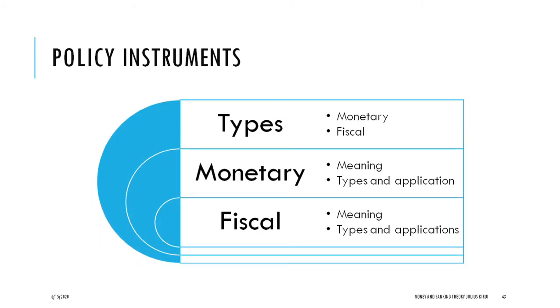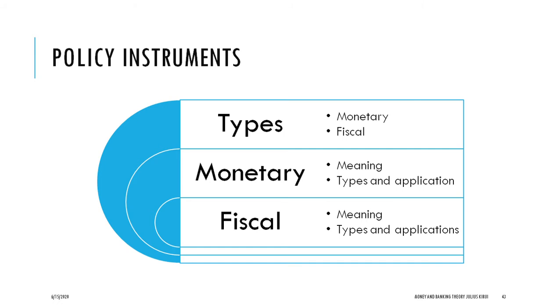Now, in the policy instruments, these are macroeconomic policies which help the economy to grow. So if an economy has to grow, we need to look at the following critical elements. So we look at the types of the policy instruments. We have monetary, we have fiscal, we have others which we'll look at, but our major or the fundamental ones are the monetary policy and the fiscal policy.